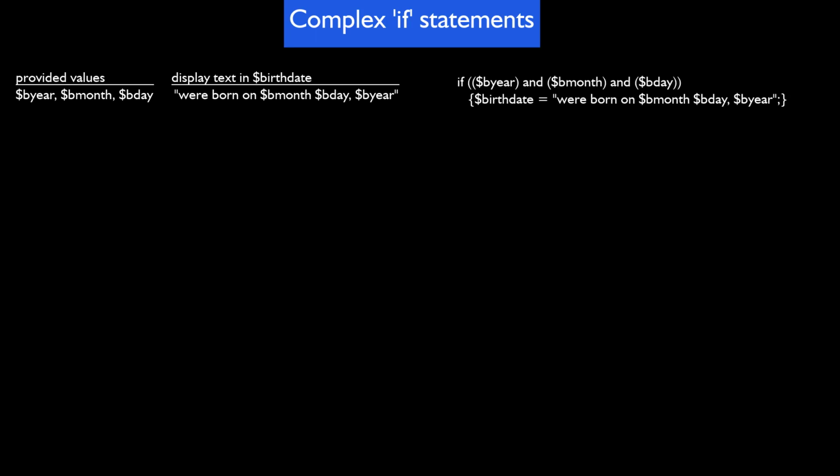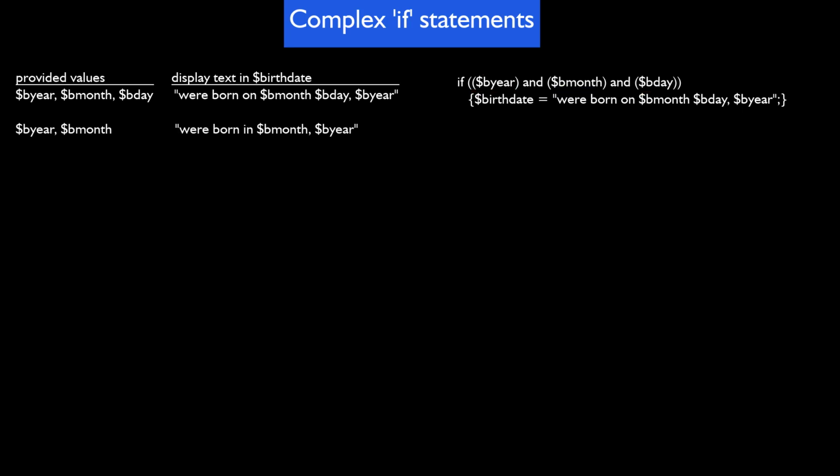If $B year and $B month and $B day, braces $birth date equals, quote, were born on $B month, $B day, comma, $B year. Now, notice the outermost parentheses, which are setting off the comparison, which is comprised of 3 comparisons separated by AND logical operators, asking, is it true that $B year has a value and $B month has a value and $B day has a value? If so, this is what we're going to do.